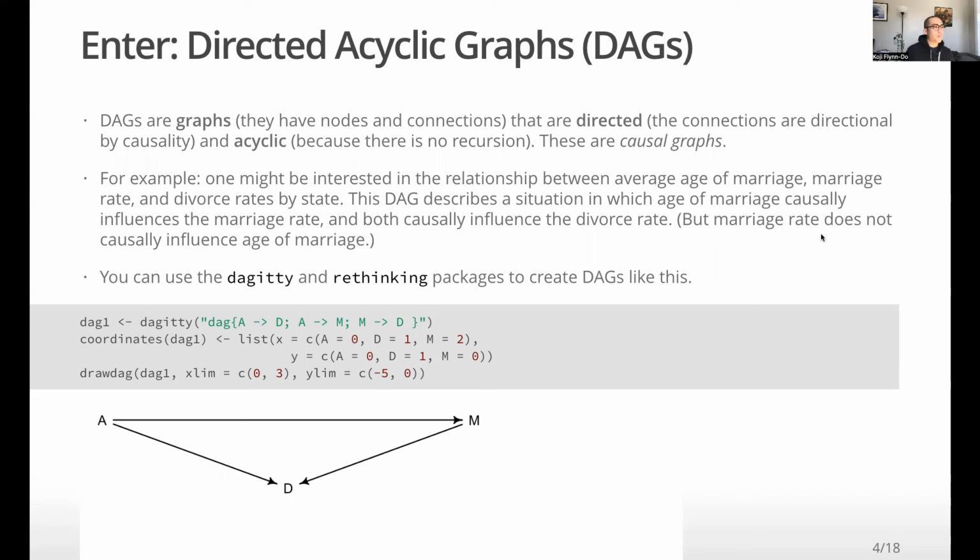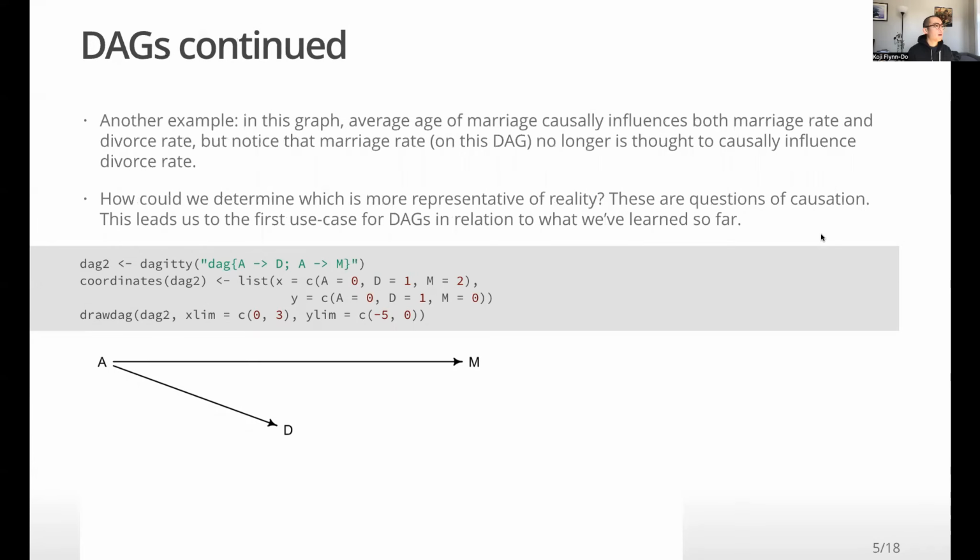And in this example, we're looking at the average age of marriage, the marriage rate, and the divorce rate by state. And so this directed acyclic graph shows a situation in which you have average age of marriage directly affecting the marriage rate, and both of these causally affect the divorce rate. So there are some packages you can use, but I won't dwell on that.